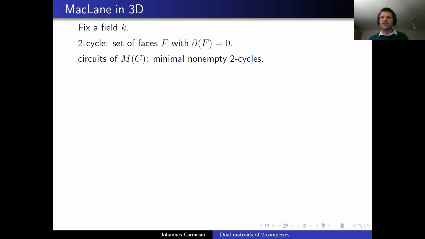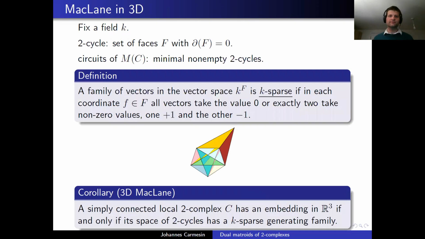And actually, these two-cycles also form a matroid. And this matroid is the dual matroid of a two-complex, which I would like to call the cycle matroid of a two-complex. And these two-cycles of a two-complex also form a vector space. Yes, so these faces that form a two-cycle are some vectors, and they generate your vector space.